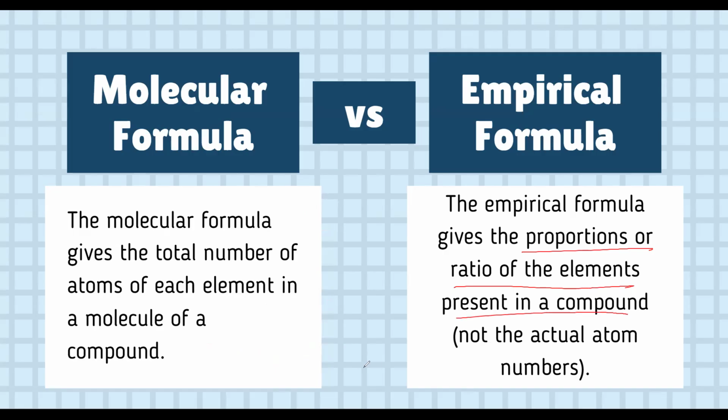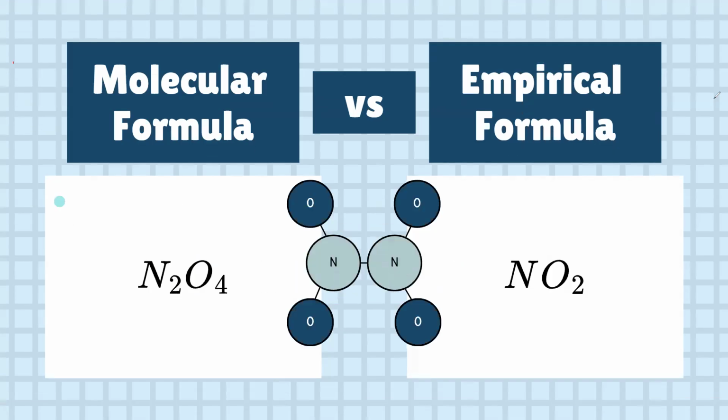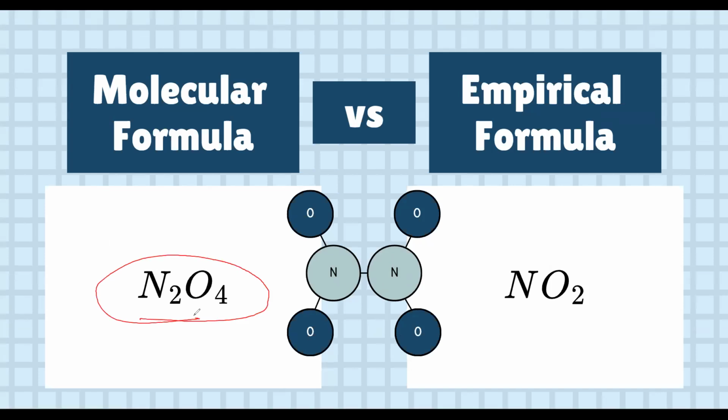Now, here is what we mean. For example, look at this on the screen. This is the molecular formula for a compound. This compound is called dinitrogen tetraoxide. Can you see what's on the screen right now? This compound that I'm circling. Yes, sir. Beautiful. This is the molecular formula.